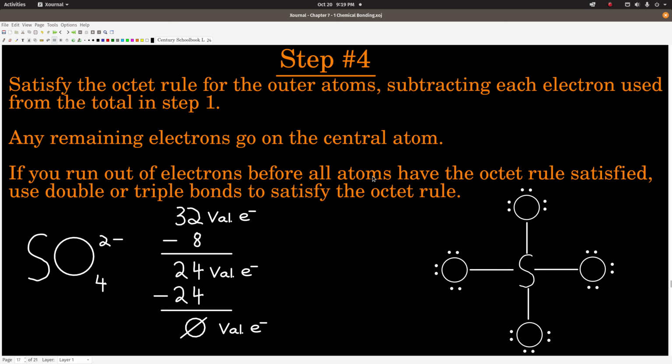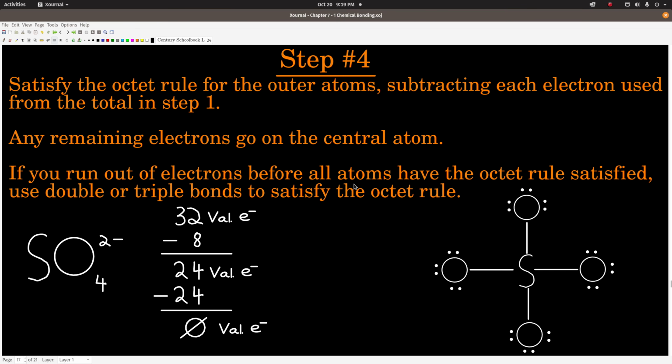And every time we add an electron, subtract 1 of that electron from our total. So let's do that before we talk about this. So we had 4 oxygens, each with a single bond, so 2 electrons. The octet rule says oxygen wants to be like neon, which has 8 valence electrons, so it needed 6 more. So we put 3 lone pairs on each oxygen atom. That's 6, 12, 18, 24 electrons. We've used them all up, don't have any electrons left.